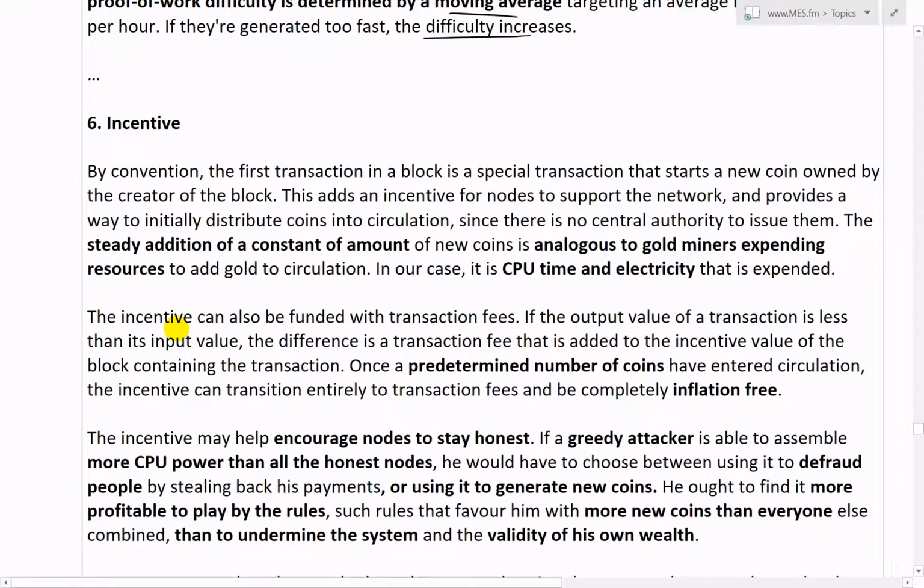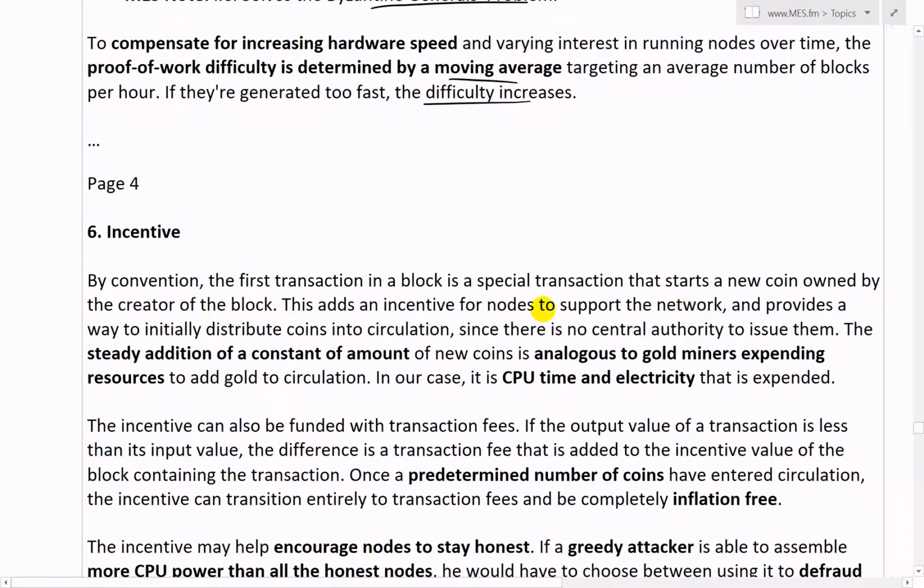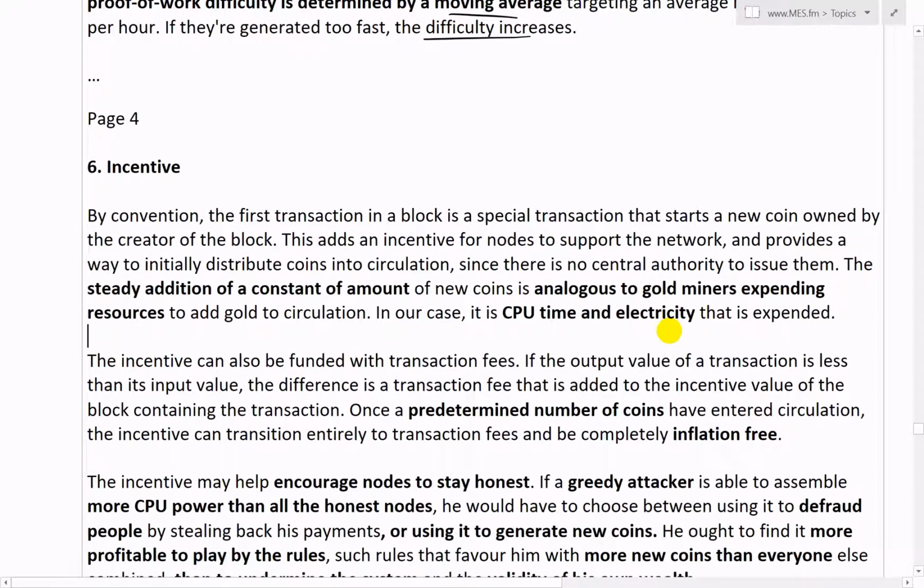So, incentive. By convention, the first transaction in a block is a special transaction that starts a new coin owned by the creator of the block. So that's the first one. This adds an incentive for nodes to support the network and provides a way to initially distribute coins in circulation, since there is no central authority to issue them.